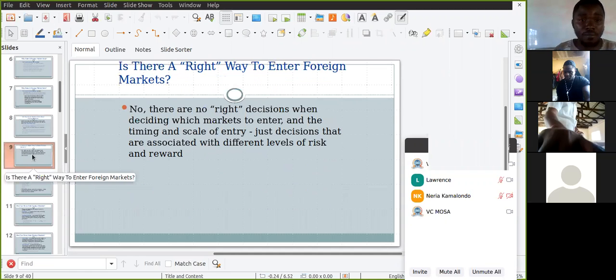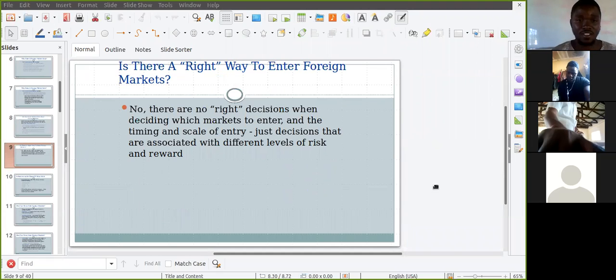Moving on to slide number 8. Is there a right way to enter foreign markets? No, there are no right decisions when deciding which market to enter and the timing and the scale of entry. Just decisions that are associated with different levels of risk and reward.